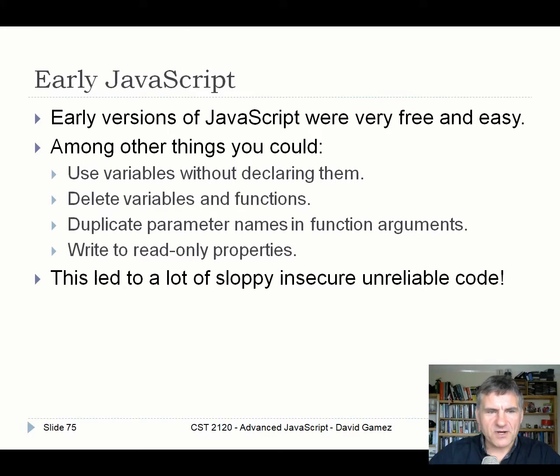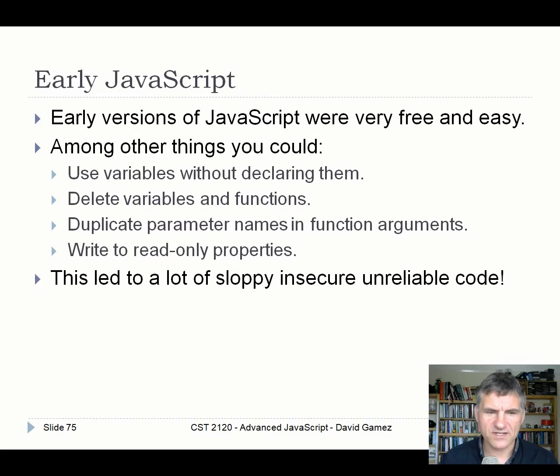Okay, so let's talk about strict mode. Early versions of JavaScript were pretty free and easy. You could do all kinds of bad programming practices and get away with them. And most of the time your code worked, but then when you had a bug, it was often nightmarishly difficult to find out where that bug came from, particularly when you've got complicated code.